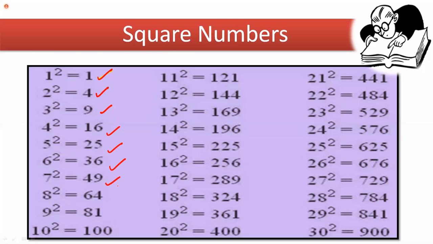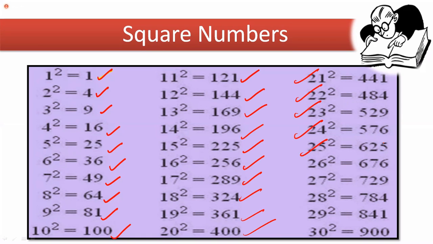square is 36, 7 square is 49, 8 square is 64, 9 square is 81, 10 square is 100, 11 square is 121, 12 square is 144, 13 square is 169, then 196, 225, 256, 289, 324, 361, 400, 441, 484, 529, 576, and 25 square is 625.